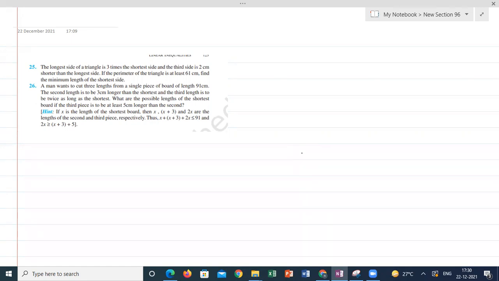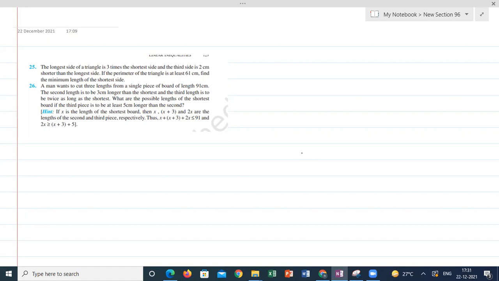In the hint itself, they gave the clear data. If x is the length of the shortest boat, then x, x plus 3 and 2x are the lengths of the pieces. So x plus 3 plus 2x is less than or equal to 91, and 2x is greater than or equal to x plus 3 plus 5. With this, one condition will be less than or equal to, and one will be greater than or equal to.